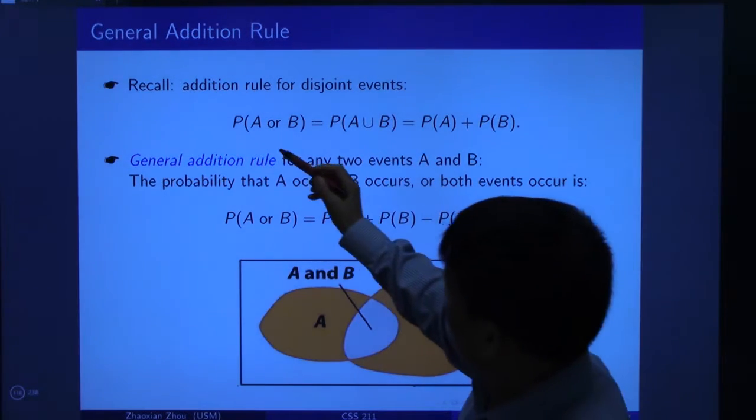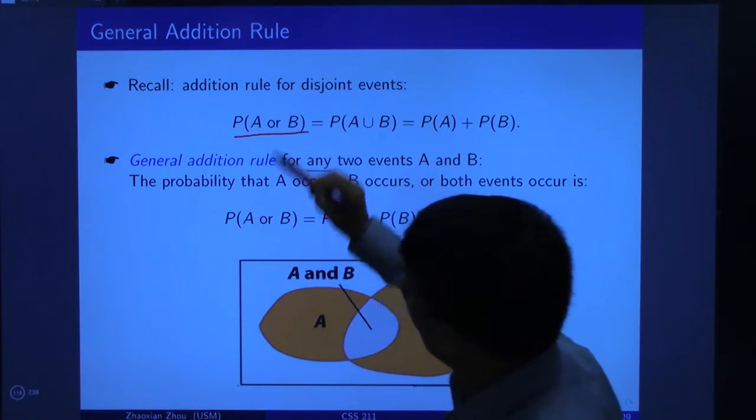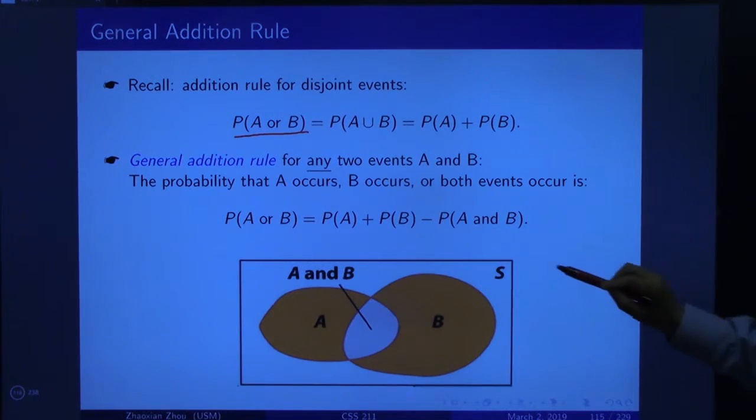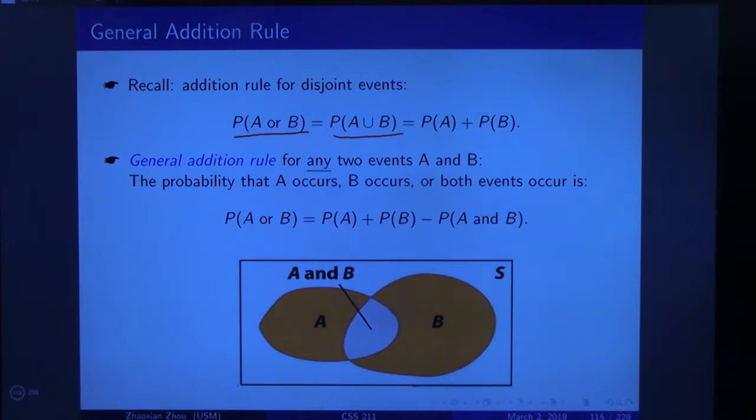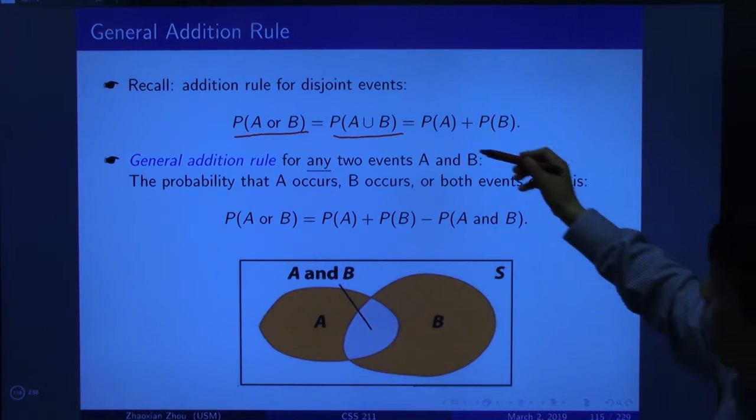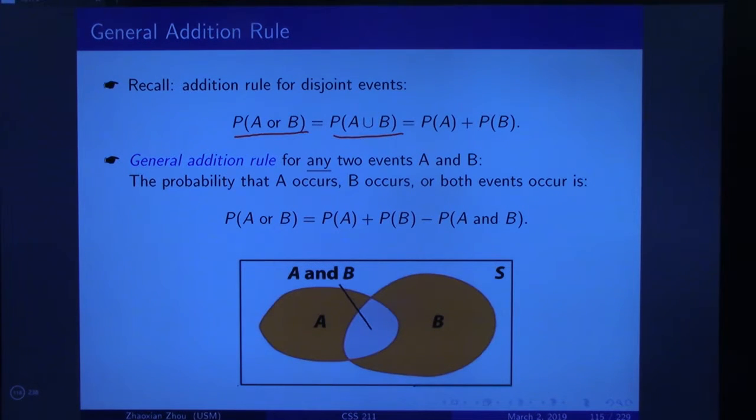The probability for A or B, which can be written as the probability for A union B, equals the probability of A plus the probability of B. We already know this from before. That is the addition rule for disjoint events.